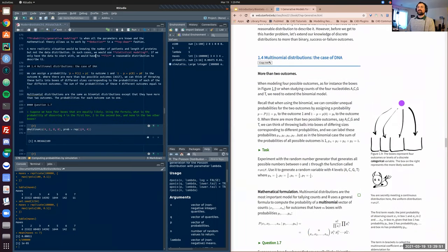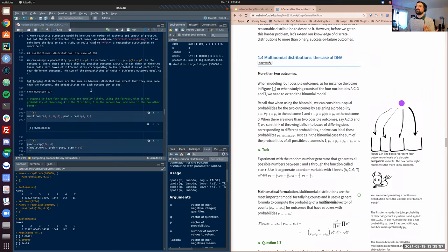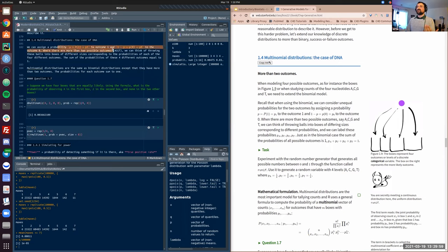So now we're going to get into multinomial distributions. Earlier, when I said I didn't mention multinomial distributions, I was lying. We are going to talk about that. There are instances, I'm sure you can imagine, and you've done this in your research, where there are more than two possible outcomes. Here we will be using one of the simplest examples we can use in genomics, which is the four nucleotide bases.